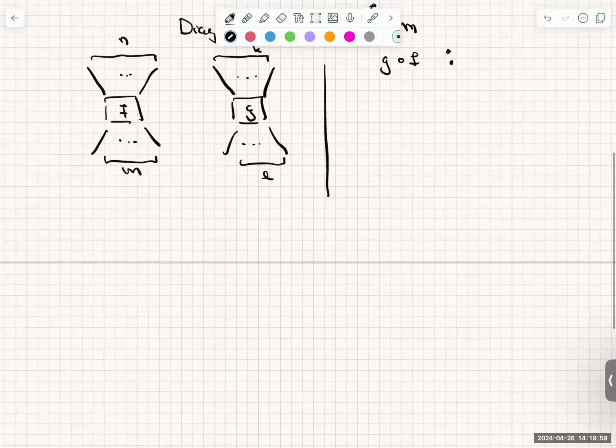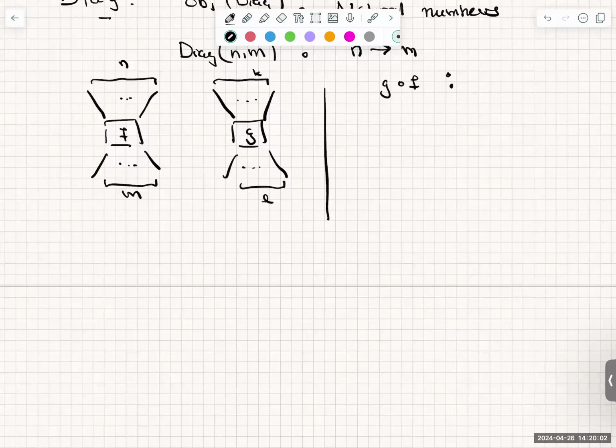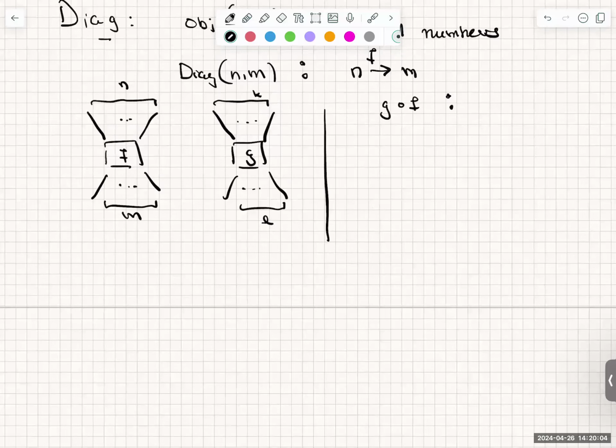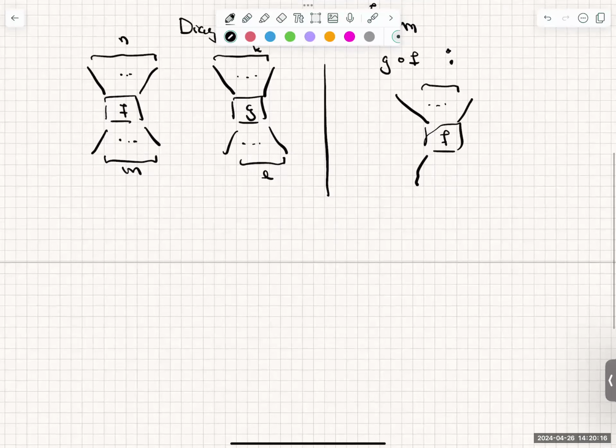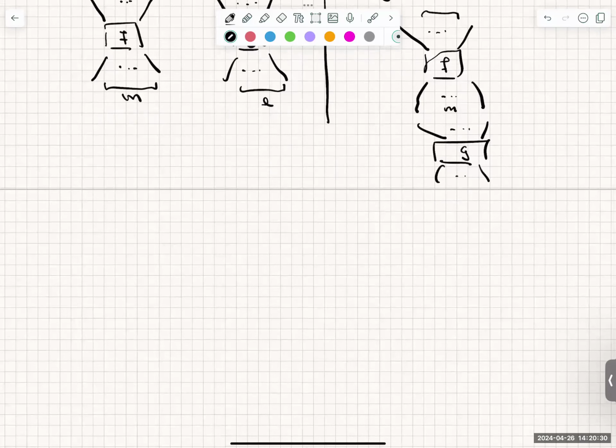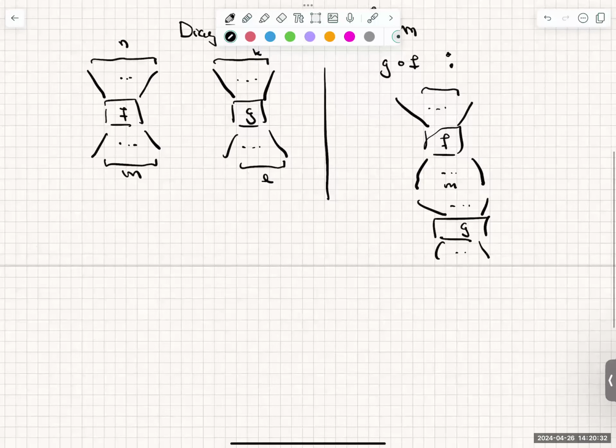So what is this going to look like? This is just stacking them. I will assume that m is equal to k in this case. So I will have F, which has some number of inputs and some number of outputs. Let's call it m, which should also be the same number of inputs that go to G. And then there's some number of outputs for G.